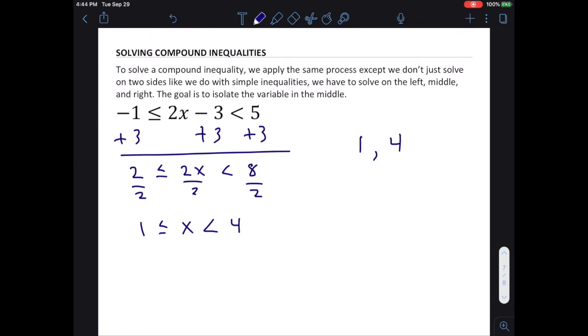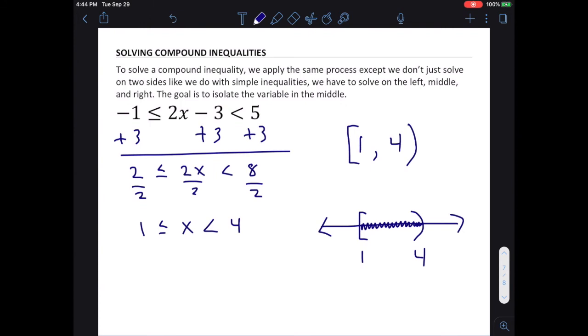We have equality on the left, no equality on the right, so we have a bracket and a parenthesis. And then we are going to graph this. So remember, two numbers on the number line, so I'm going to put a 1 like that. And notice how I just went straight to my symbols instead of drawing my little hash marks. So I go from 1 to 4, and then I shade everything in between. Okay, so that's not so bad.